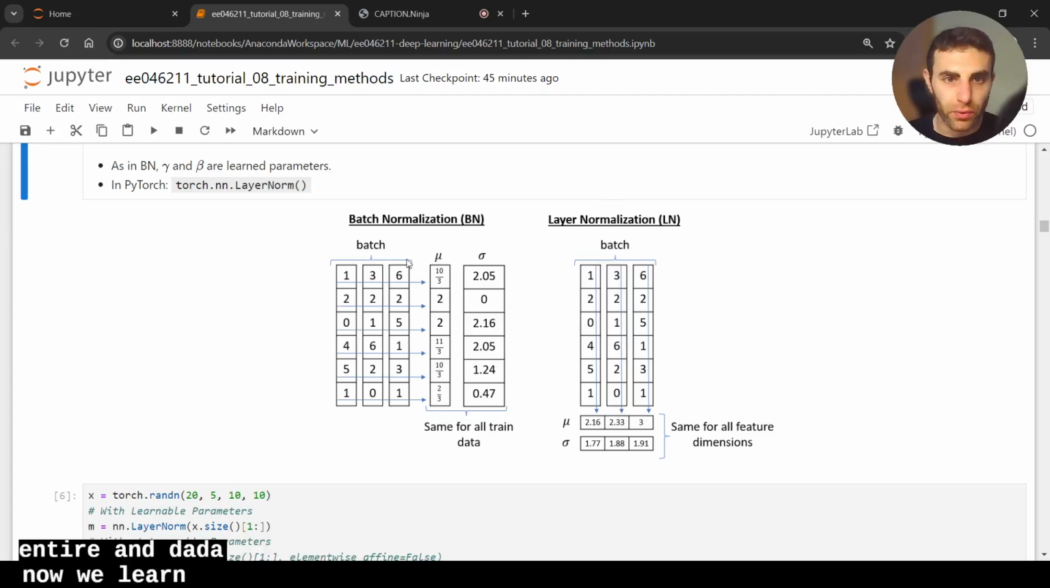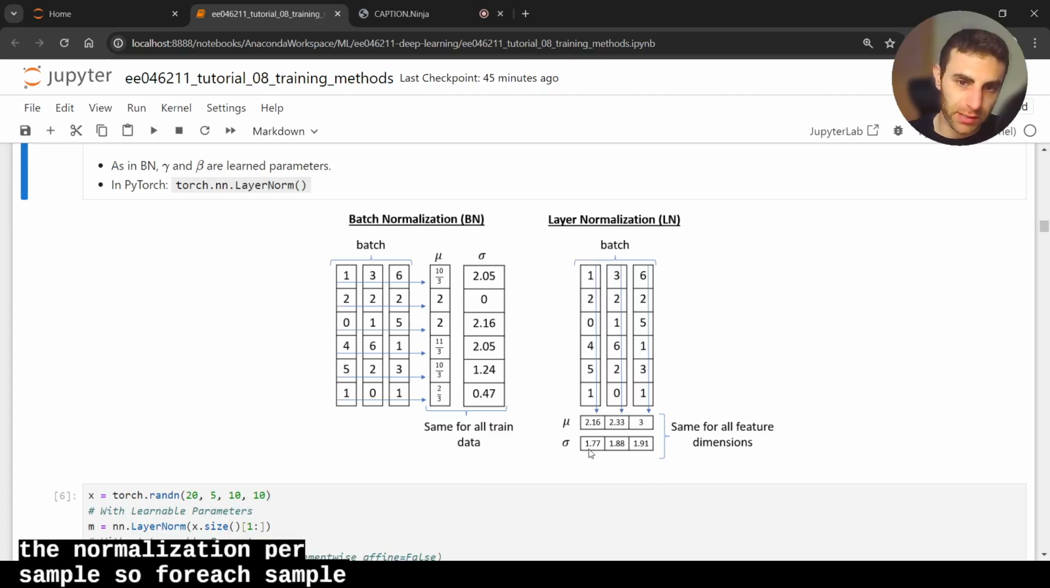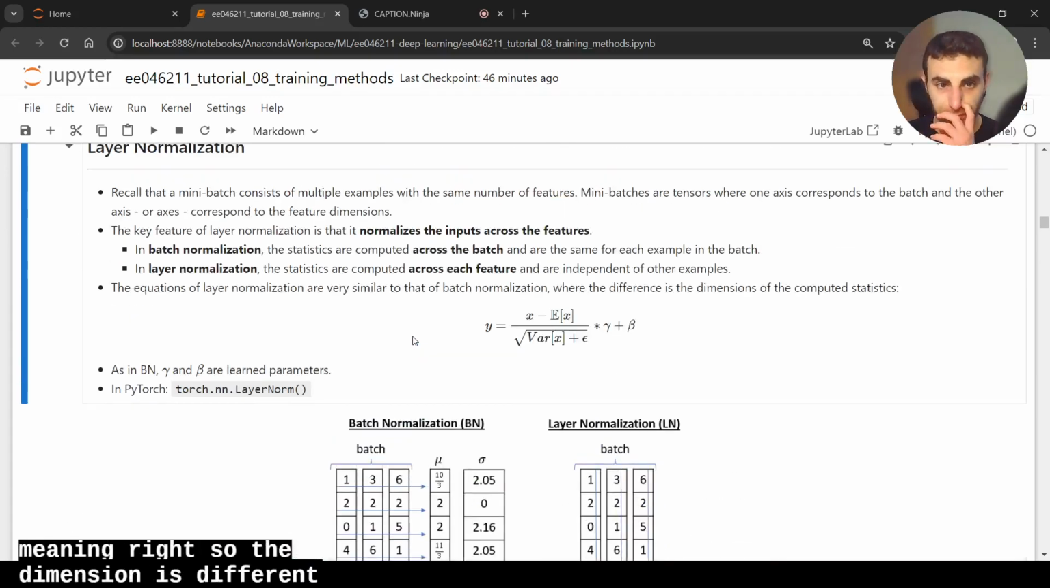Now in layer norm, we calculate the normalization per sample. So for each sample, we calculate a single scalar mu and sigma. We end up with the shape of mu and sigma being the number of data points, so the size of the batch. If you have 3 examples, then mu and sigma will be of dimension 3, because for each sample you have the mean and sigma. So the dimension is different. This is the idea of layer norm, and similarly we have the scaling and shifting parameters. They have the same meaning here.